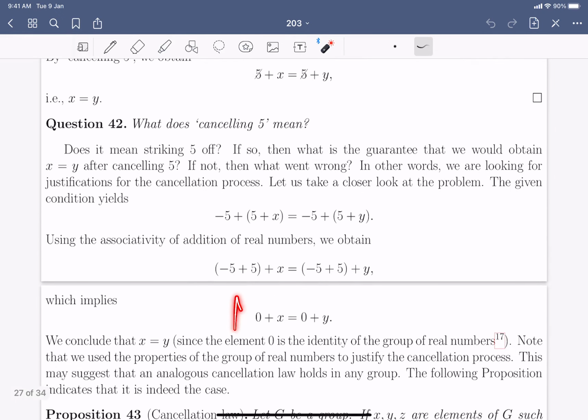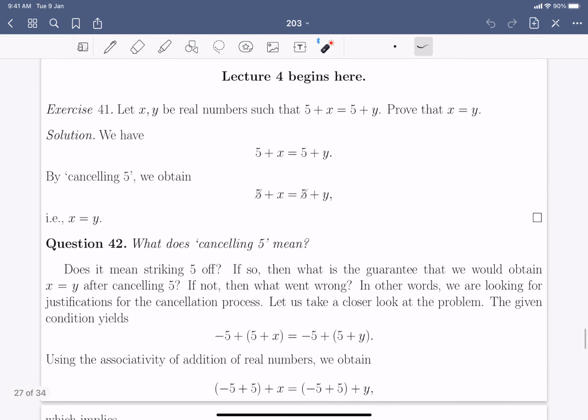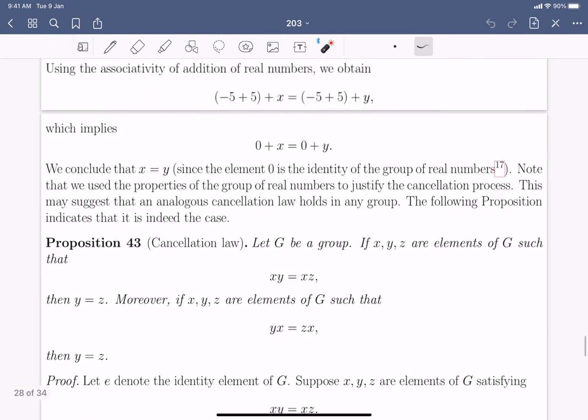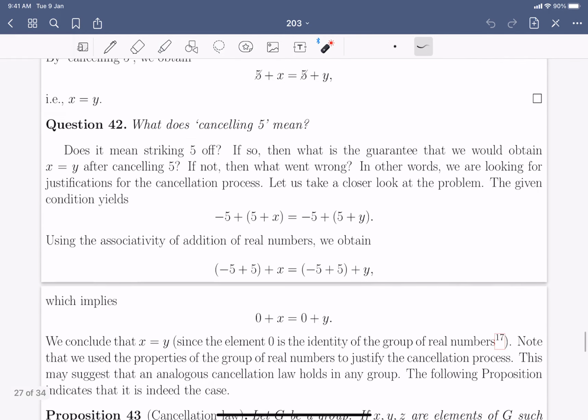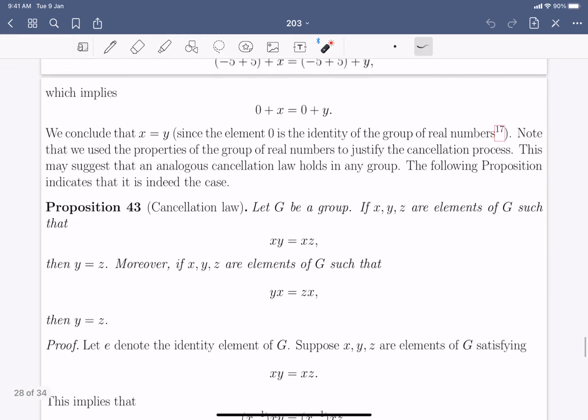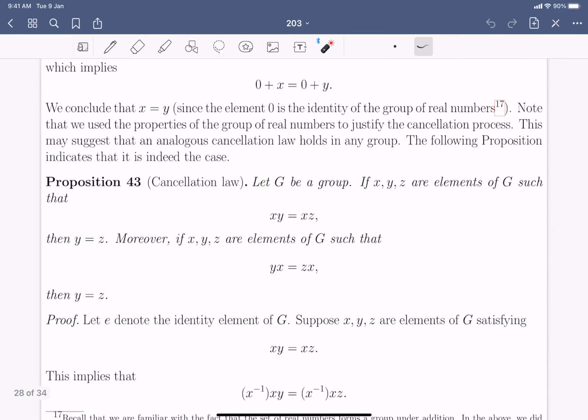We just try to go to the justification of this process, this cancelling 5. So this is something that holds not only in the group of all real numbers, but in fact in any group. It doesn't matter whether the group is finite or infinite. So I have already started writing that let G be a group.